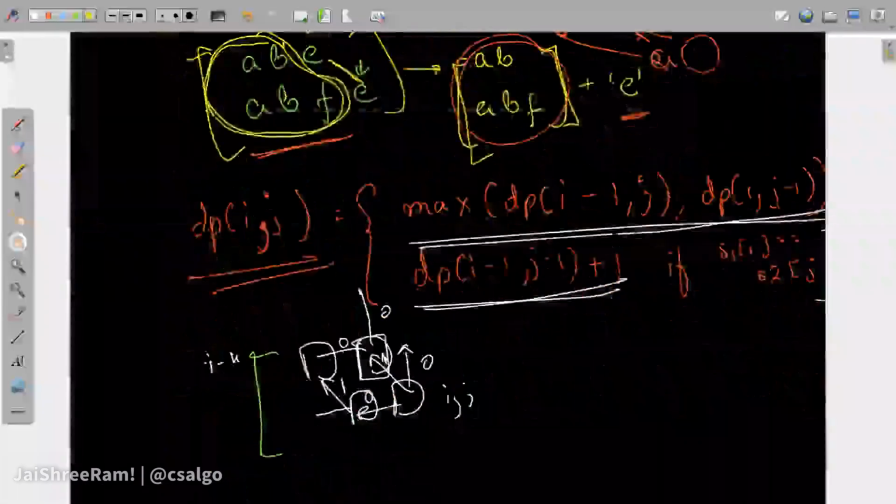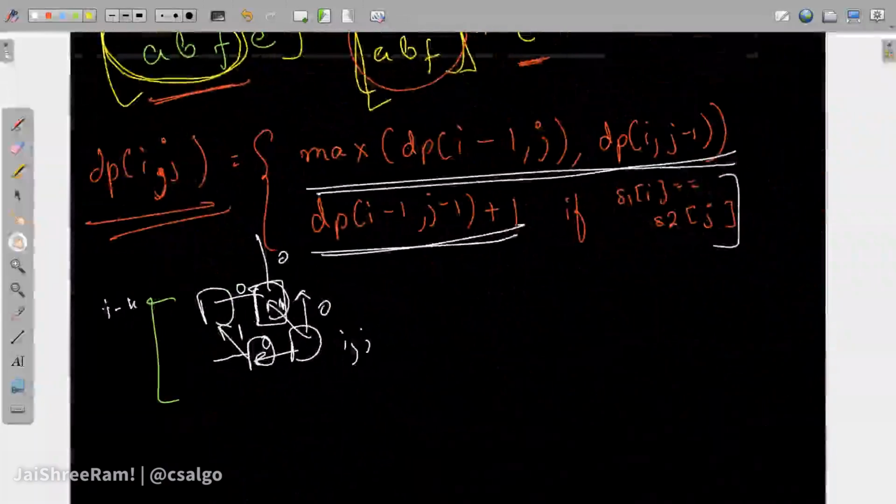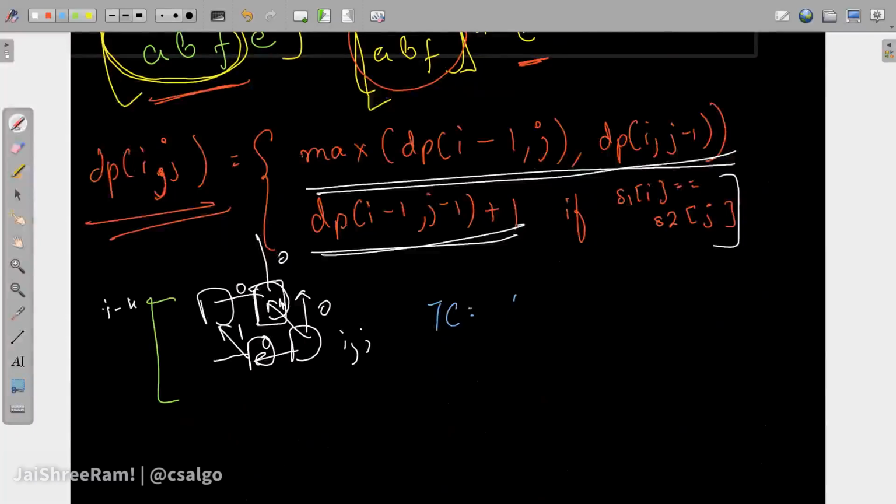Now what would be the complexity for this recurrence? Using the technique that we discussed in the last session, the time complexity of any DP solution is going to be the number of states multiplied by the average number of transitions.